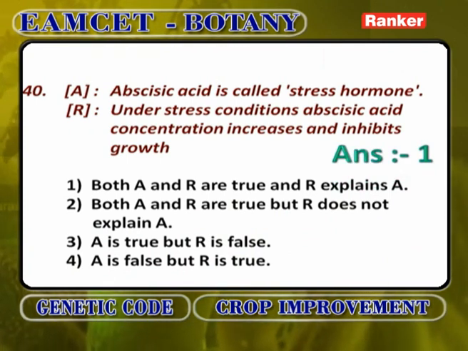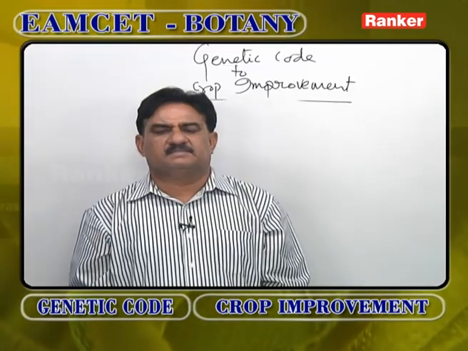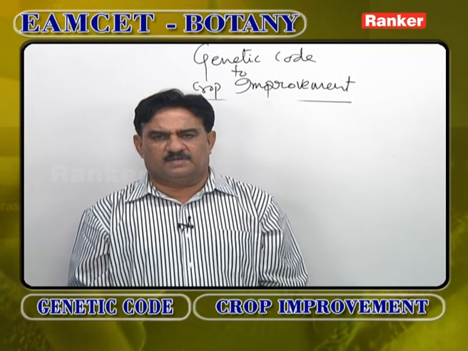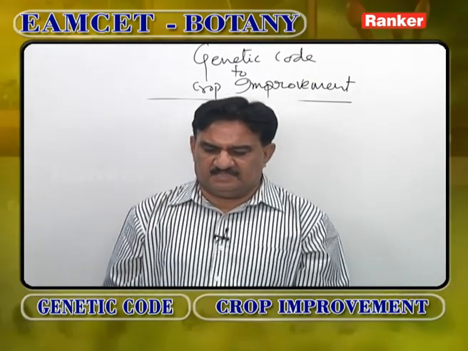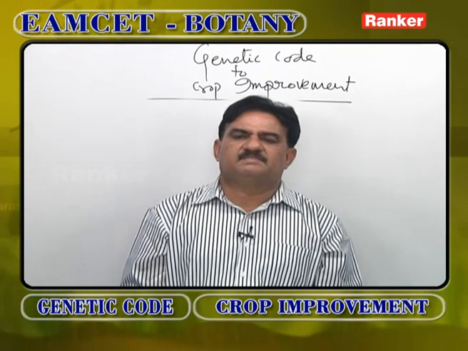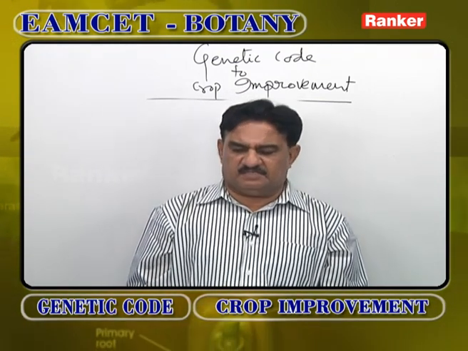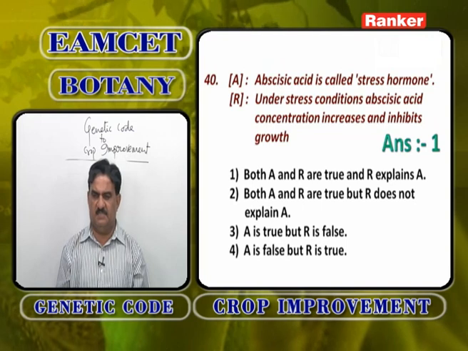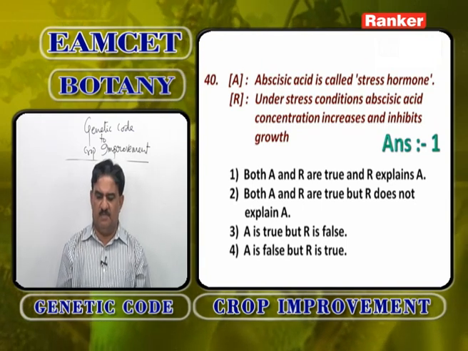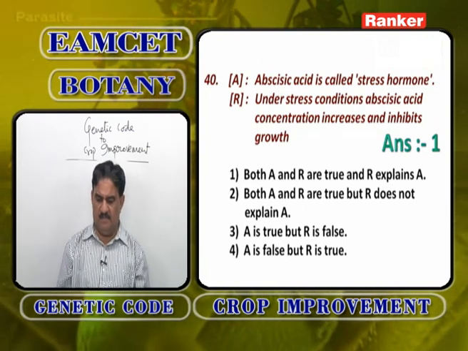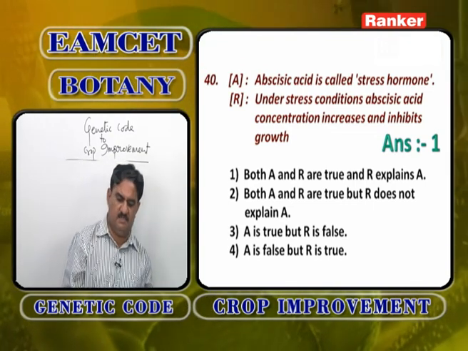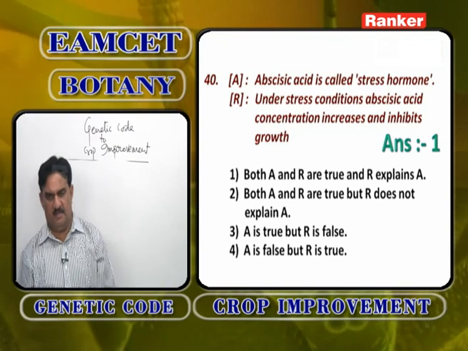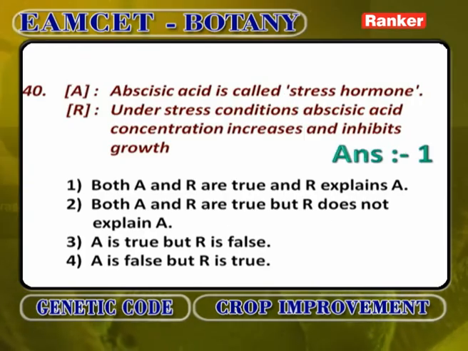Abscisic acid is called the stress hormone. Whenever there is water stress in plants, immediately a hormone called abscisic acid is formed. Under stress conditions, abscisic acid concentration increases and inhibits growth. So abscisic acid is a stress hormone, correct? Whenever stress conditions are there, abscisic acid concentration increases, which is correct. So both A and R are correct, and R is the correct explanation of A, first option.